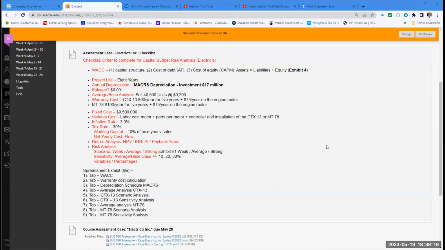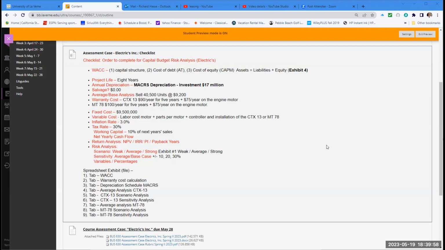Now, the average analysis is like the base analysis that you did in case number 2. Then a scenario analysis, just exactly like you did in case number 2, but on a separate tab so I can see it separately. A sensitivity analysis, just like you did in case number 2 for this product. But remember, the sensitivity analysis is a little bit different, and I'll talk about that in just a minute. Now, many students are asking, Mr. Hassey, do I need to have a graph in that analysis? Well, if you just copy over the format of case 2, you can have a graph.